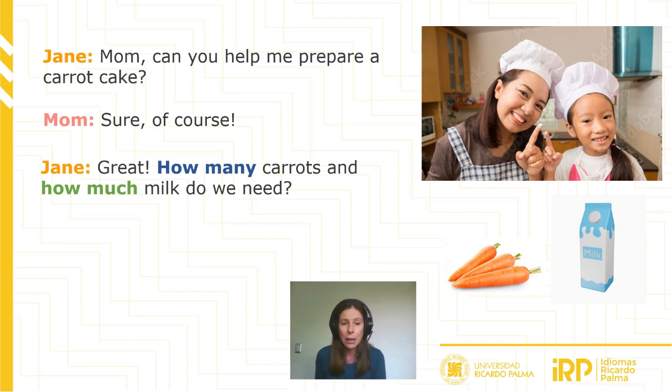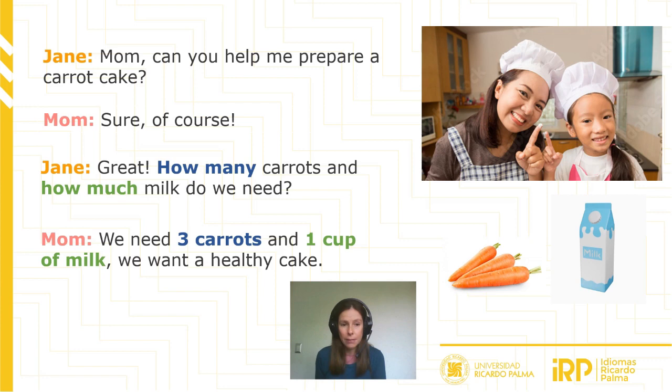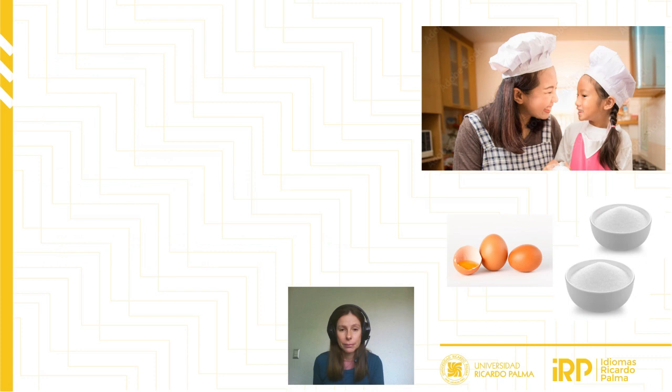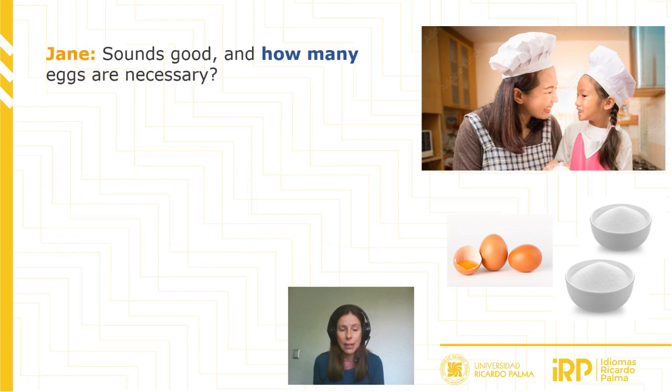"Great. How many carrots and how much milk do we need?" asks Jane. "We need 3 carrots and 1 cup of milk. We want a healthy cake," replies her mom. "Sounds good. And how many eggs are necessary?" asks Jane. Her mom says 2 eggs are fine.